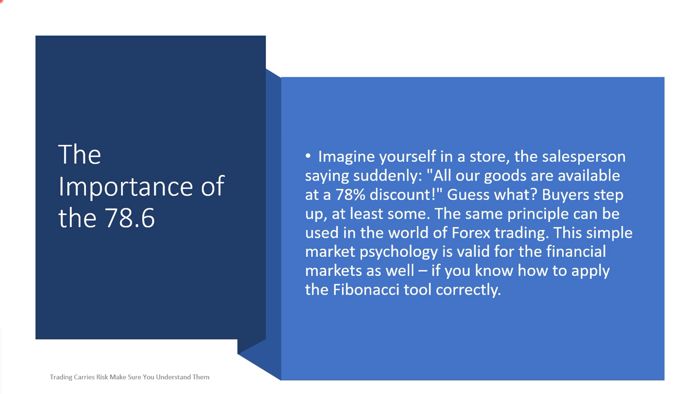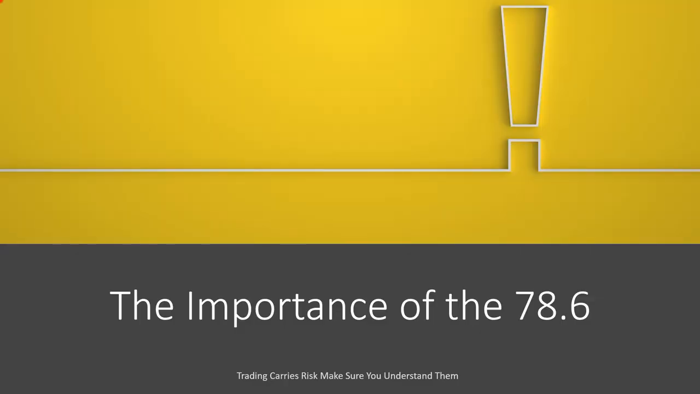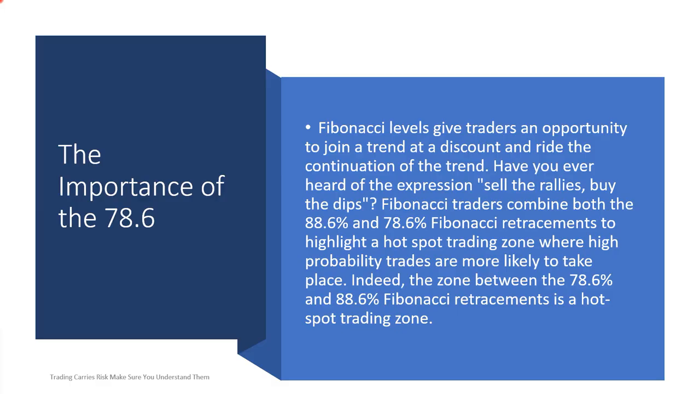Now imagine yourself in a store. The salesperson suddenly says all the goods are available at 78% discount. Guess what? Buyers step up, or at least some. The same principle can be used in the world of Forex trading. This simple market psychology is valid for the financial market as well, if you know how to apply the Fibonacci tool correctly. So let's talk about the importance of the 78.6 retracement, because that's a very steep retracement level.